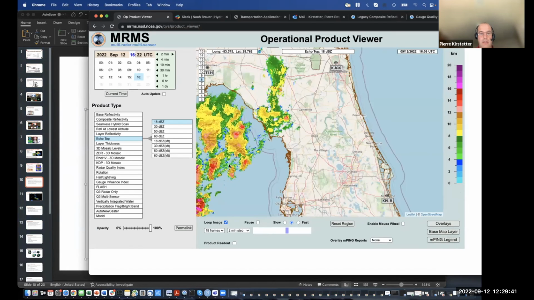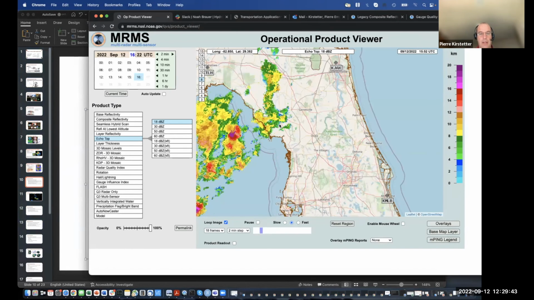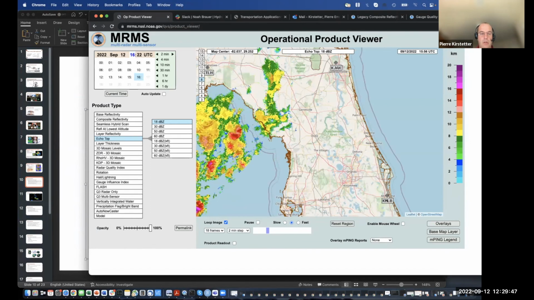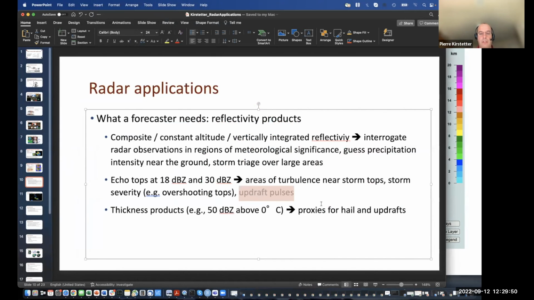monitoring the system as it evolves in time, thanks to the temporal resolution of the system, you can monitor also updraft pulses that are indicators of the life cycle of the precipitation system. You have also thickness products, like the sampling of very high reflectivity above the isotherm 0 degrees C can indicate the presence of hail or strong updrafts.